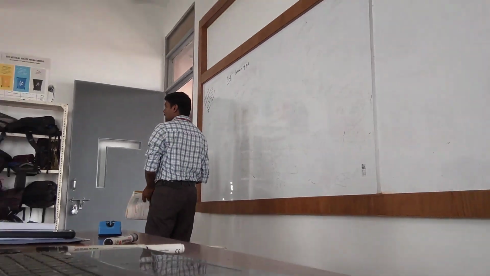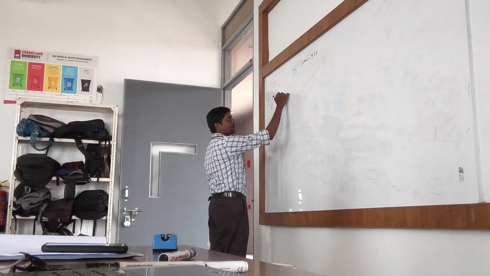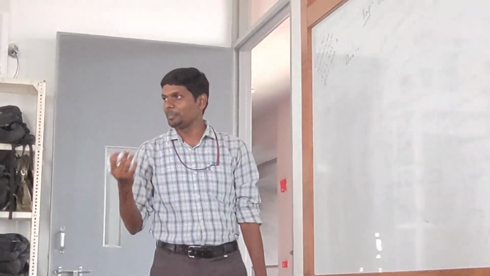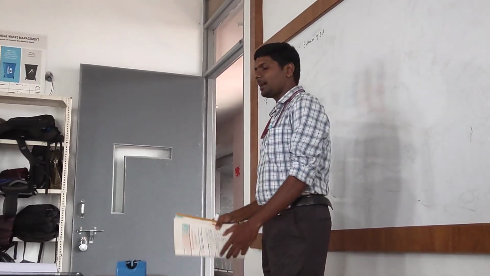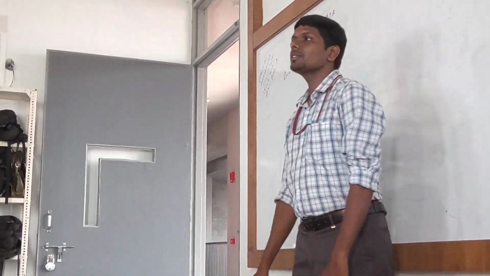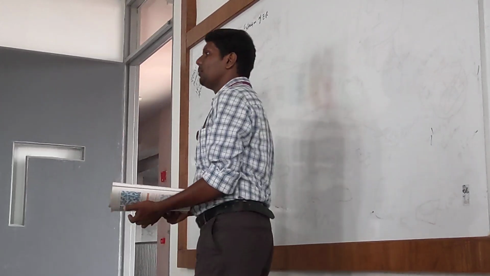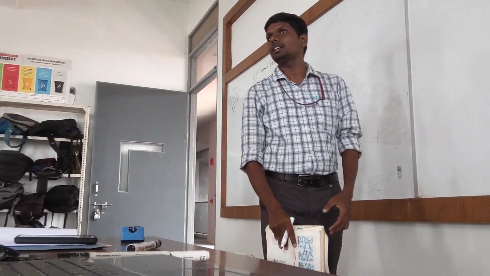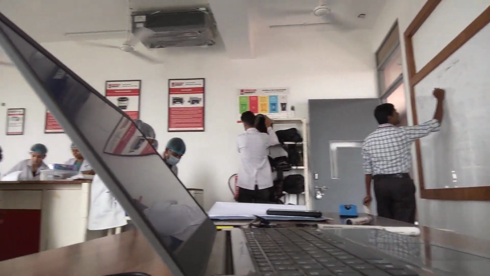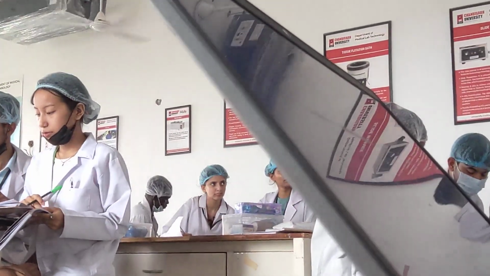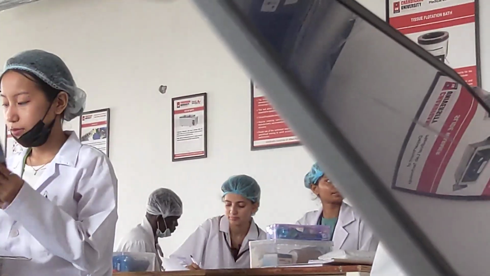Okay. So right now, the aim. What will be the aim of this experiment? To estimate the ESR in a given sample by Westergren's method. To estimate the ESR, that is erythrocyte sedimentation rate, in a given sample by Westergren's method.